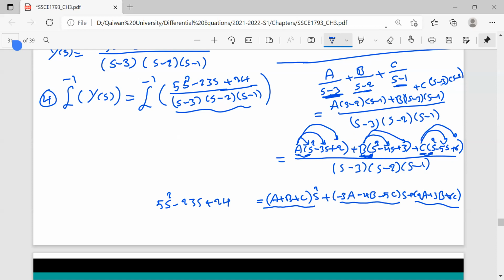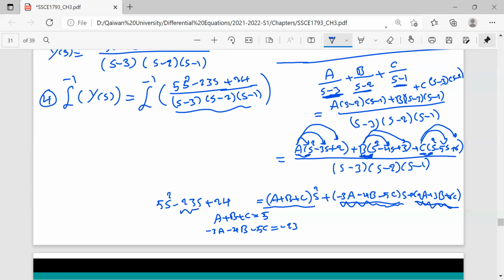We have two polynomials which are equal, so the coefficients must be equal also. We say a plus b plus c must equal 5. Then minus 3a minus 4b minus 5c must equal negative 23. Look, this is the coefficient of s, and the coefficient of s is minus 23. That's why it must equal negative 23.